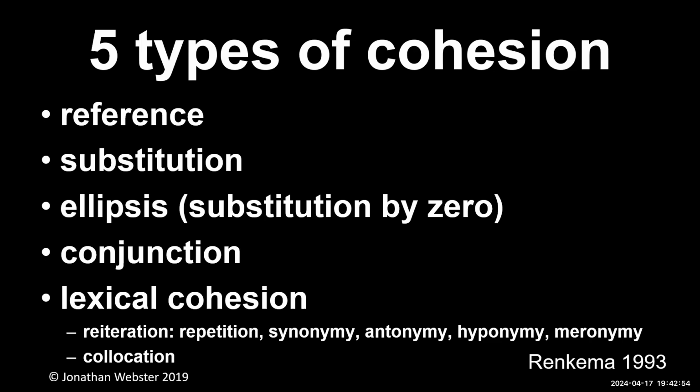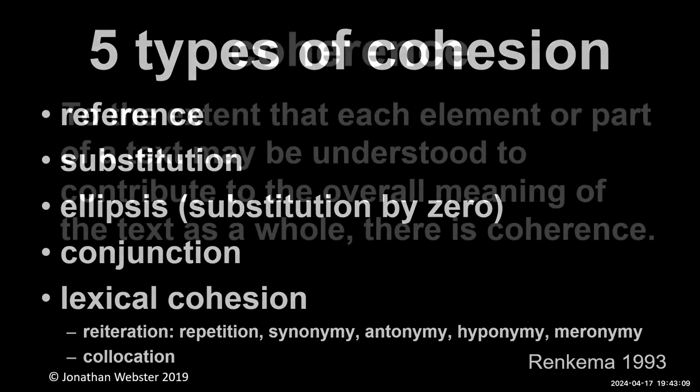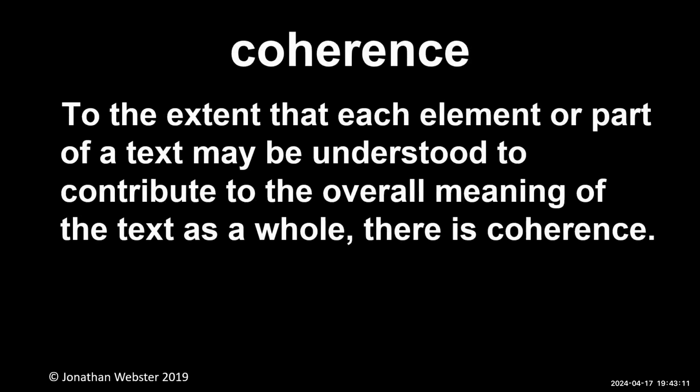This can be reiteration, in the sense of repeating. It can be synonymy, words that mean similar things, or opposites, antonyms. What's the difference between cohesion and coherence? Coherence is the extent to which each element or part may be understood as contributing to the overall meaning of the text as a whole.